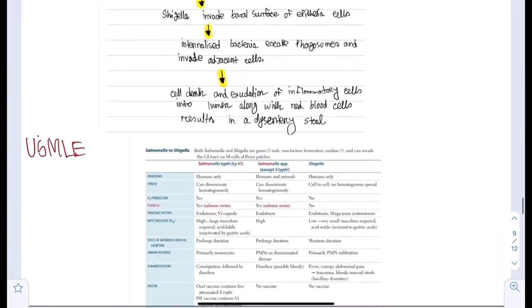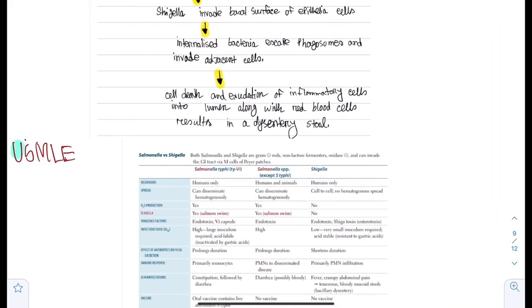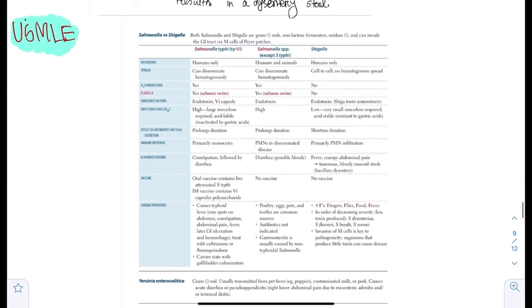Here there's another material from the USMLE book, Step 1. Here just pause the video and read, because these are the same things that I just discussed in the note. So just pay attention to the main features.